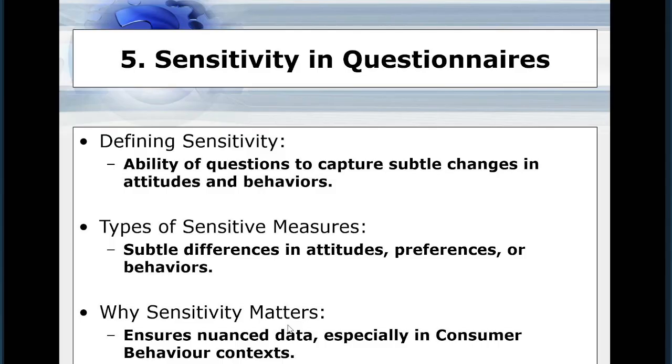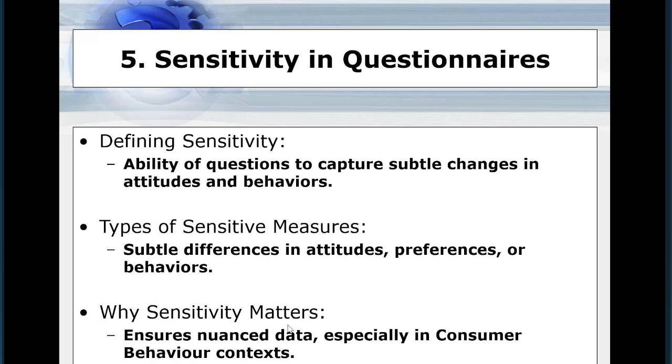Now, sensitivity in questionnaires. Sensitivity is essential for capturing slight changes in respondents' attitudes or behaviors. This concept is critical in consumer behavior studies, where attitudes may shift subtly due to changes in product perception or brand trust. Sensitive questions allow researchers to gauge these minor differences without influencing responses unduly.